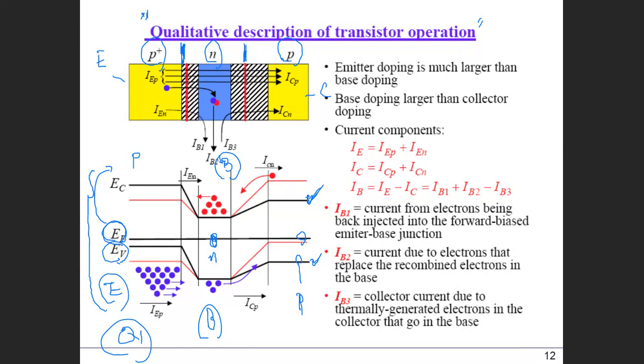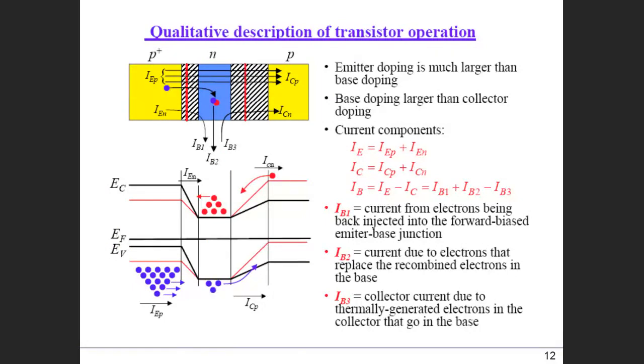Now, let me ask another question. If you look at the energy band diagram described by the red line, obviously this red line is changed from the black line. If you just look at this red line between the emitter and base, can you tell me how the bias is applied between the emitter and base?